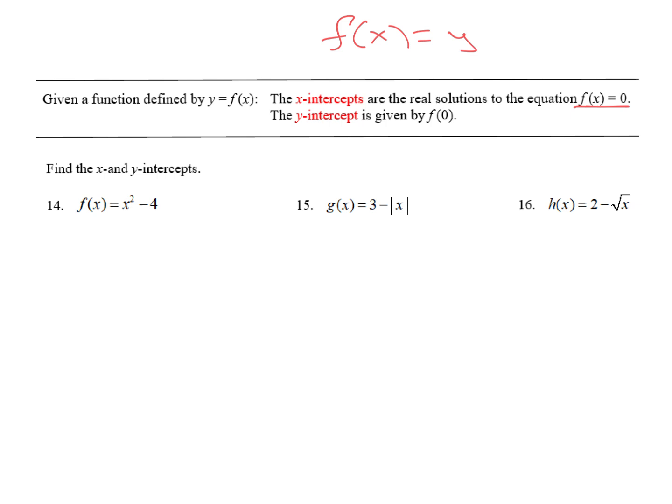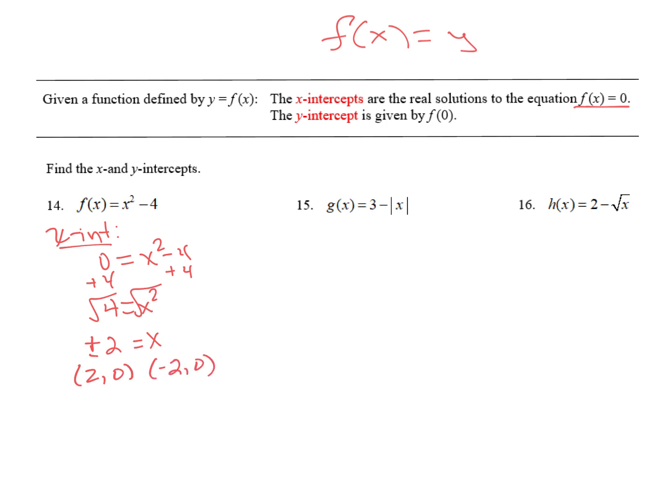So if I want to find the x-intercepts of f of x equals x squared minus 4, I'm going to do 0 equals x squared minus 4. And so I'm going to add 4 to both sides. That gives me 4 equals x squared, and then I'm going to take the square root. As we go through this course, we're going to learn that this is plus or minus 2. So we actually have two x-intercepts. They are (2, 0) and (negative 2, 0).